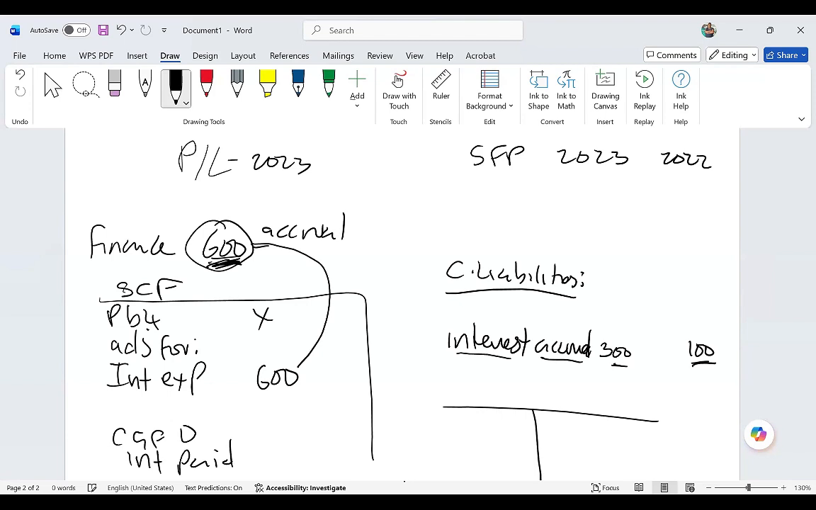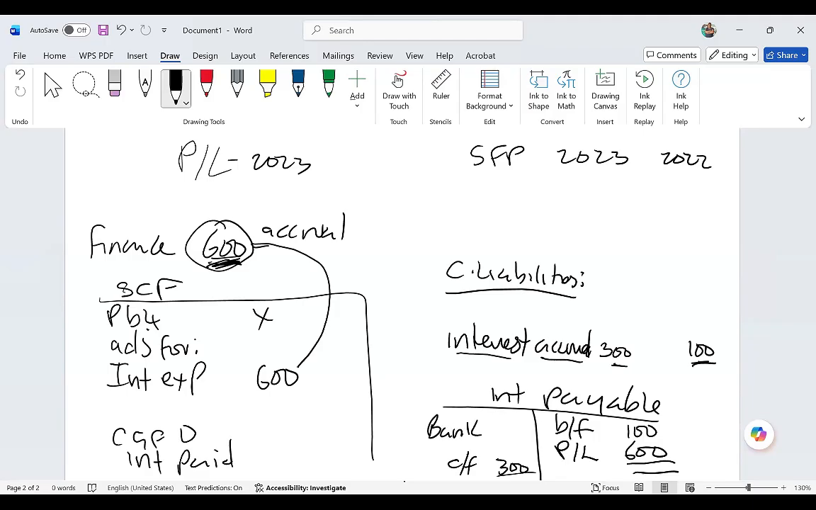This is where you need an account, interest payable account, where the accrual brought forward will come like this. The accrual carried forward will come like this, the 300. Then whatever is sitting in the profit or loss will come like this. The difference between the debit and the credit here, that's bank. So we have 700 minus 300, 400. So here when you say interest paid, it has to come from that working. It's actually 400.